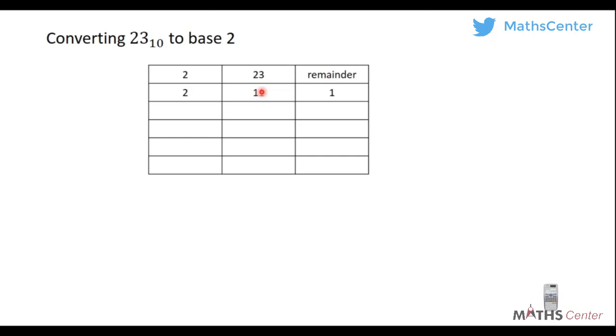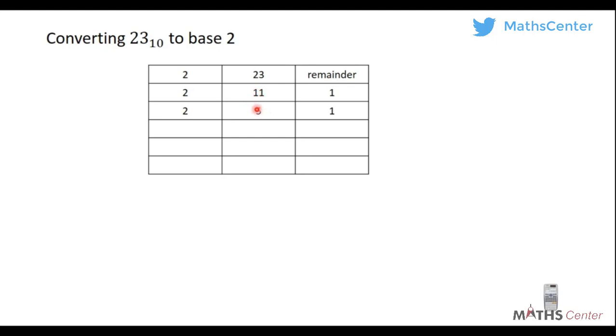You will get a whole number of 11. The remainder is 1, since 2 times 11 will give us 22, and 23 minus 22 will give us 1. Next, you divide 11 by 2.